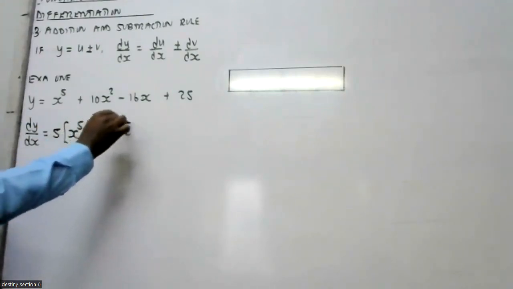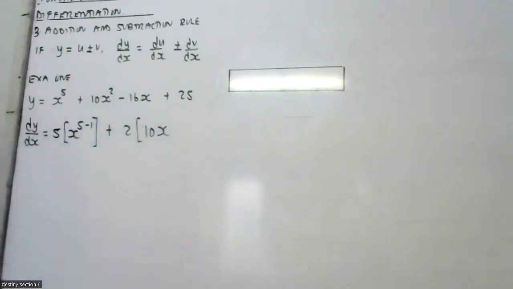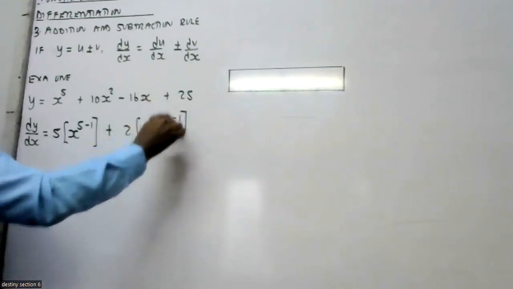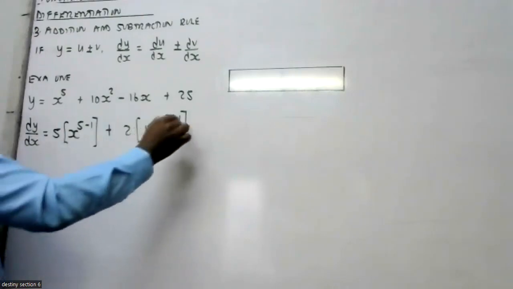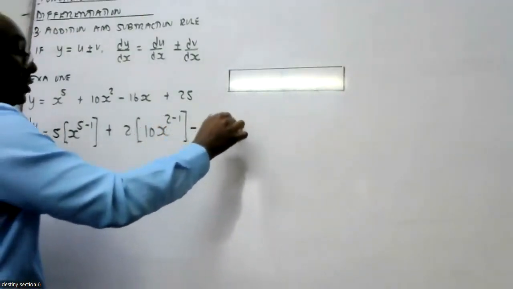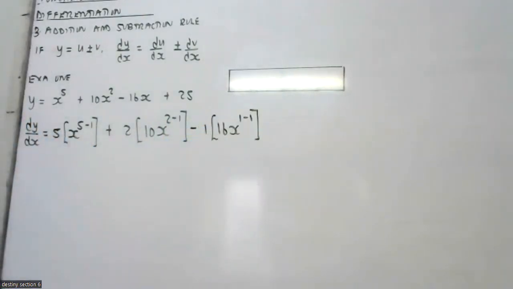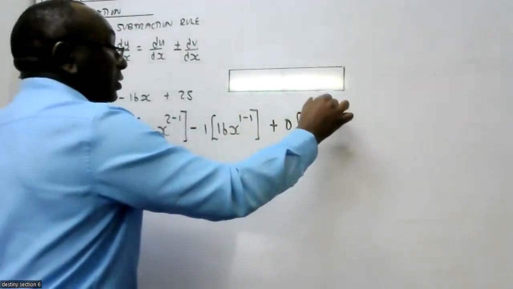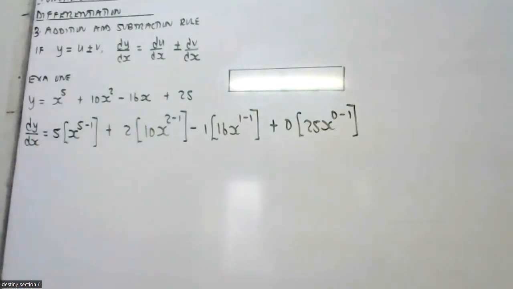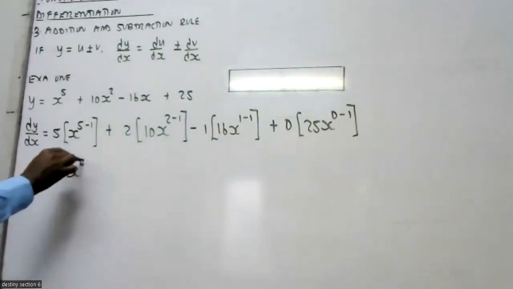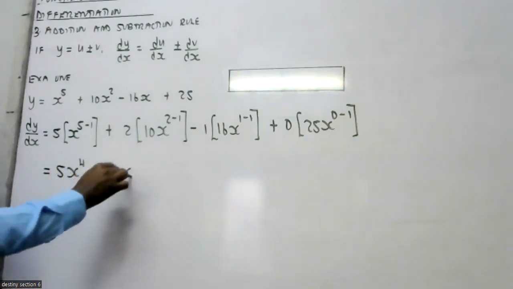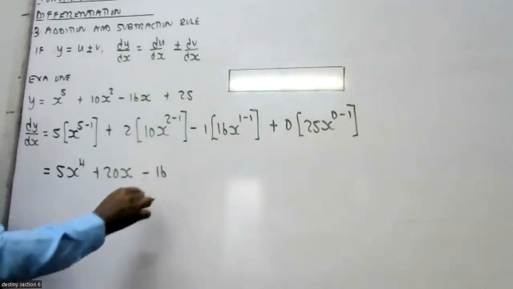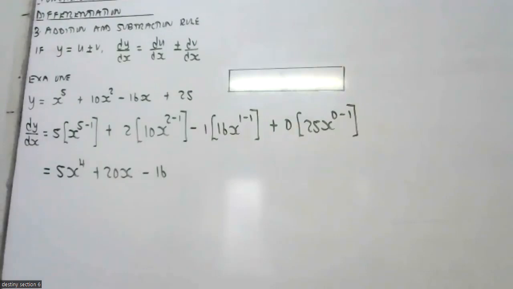Then here, you say 2, that is the power, then x raised to 2 minus 1, then you say minus. Now this is 16x to power 1, you minus 1 there. Then this one, remember it is 25x raised to power 0, so you minus 1 there, actually. So when you simplify this, I remain with 5x raised to power 4 plus 20x minus 16, because the other one becomes 0, right? It is very, very simple like that.